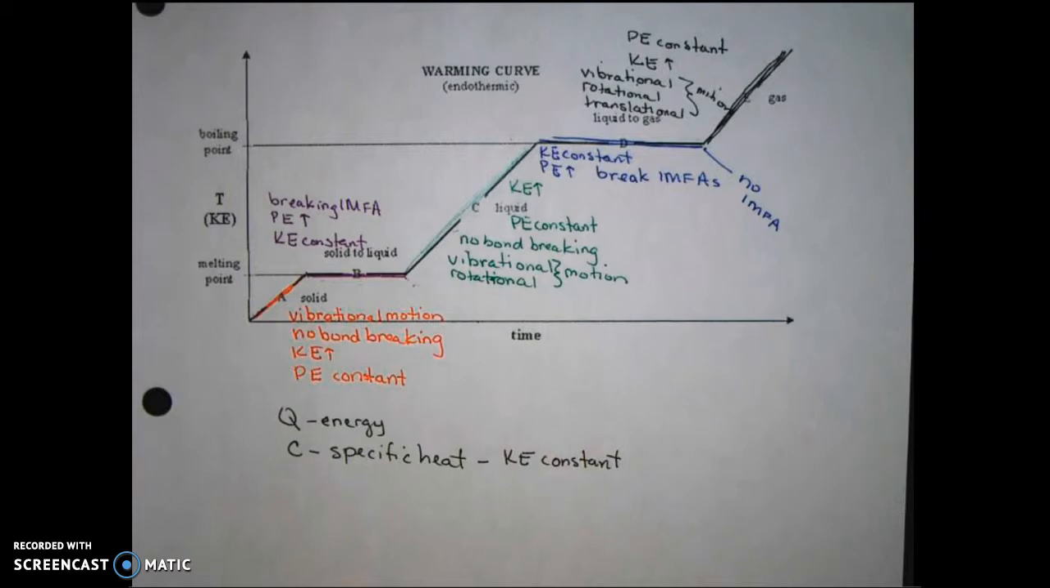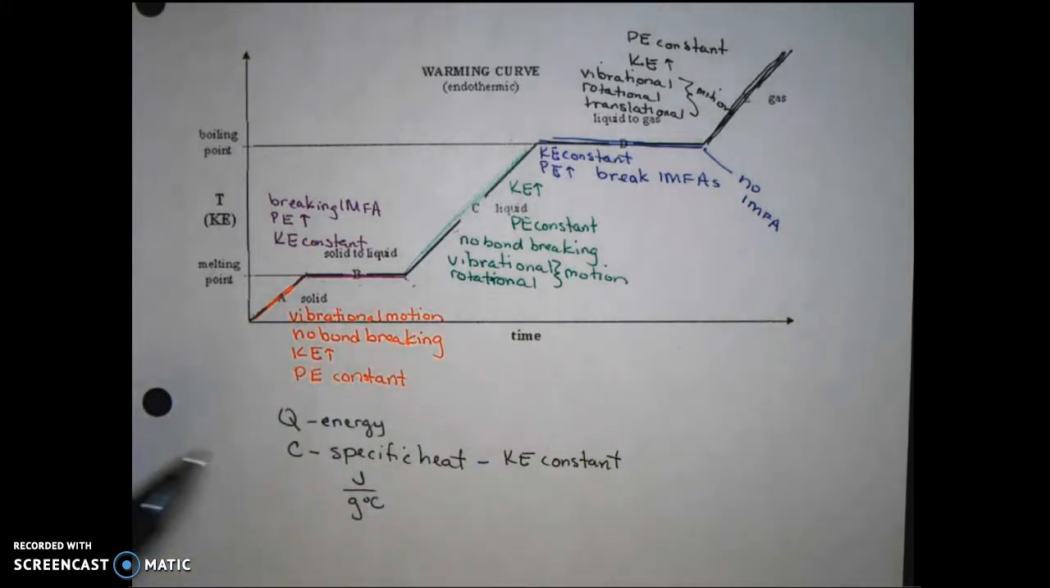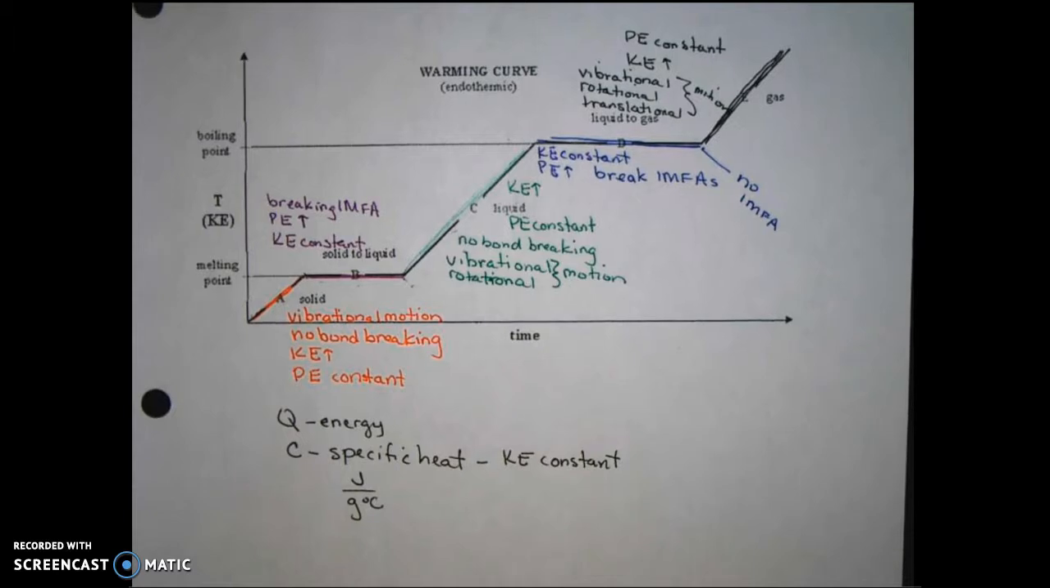So whenever you're just changing the temperature of a material, specific heat is the heat constant that you want to use. So specific heat has the units typically joules per gram degree Celsius. And those units are going to help us figure out what the equation should be.